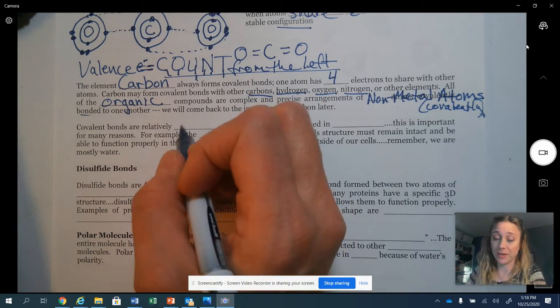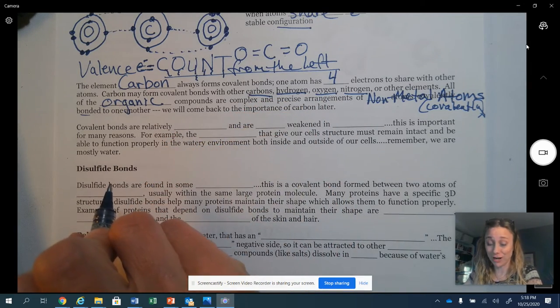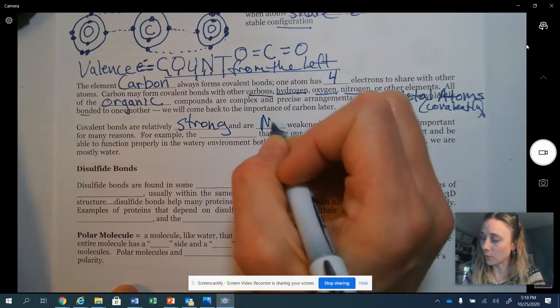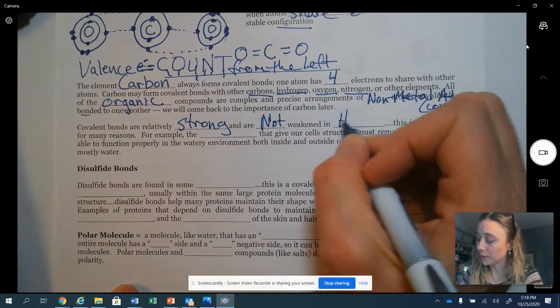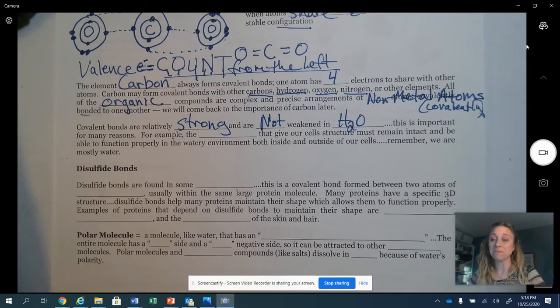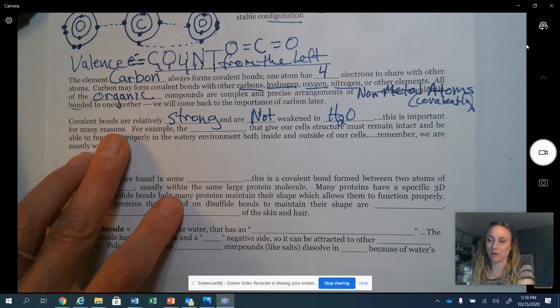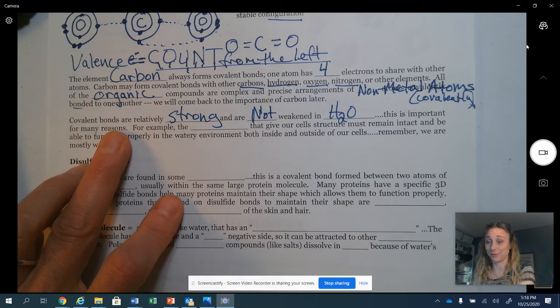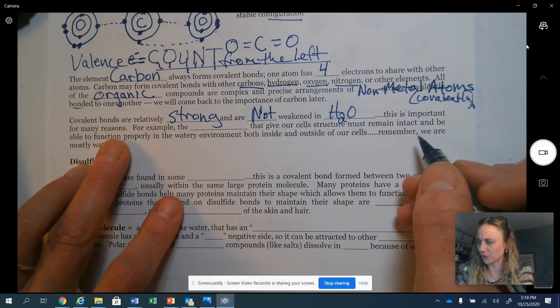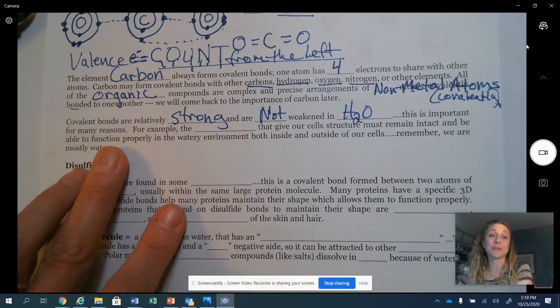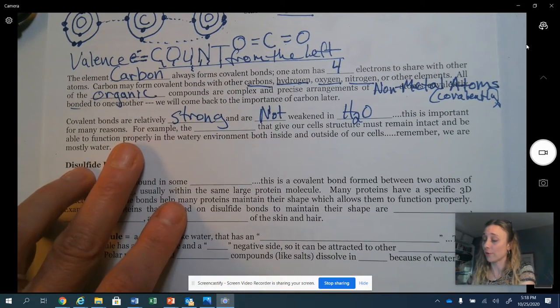Covalent bonds, because electrons are shared, they're relatively strong and are not weakened in water, which is good. You don't want to jump into a swimming pool and then disassociate and all your atoms pull apart, right? It's good. Maybe the Wicked Witch of the West does not have covalent bonds. She must be all ionic bonds because she dissolved in water, supposedly, unless you saw Wicked, and then you knew that wasn't the real story. But that's okay. This is important, though, to have strong covalent bonds.